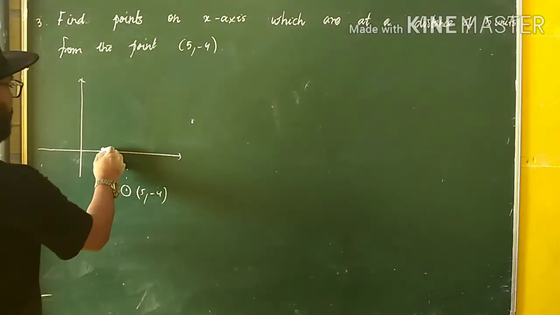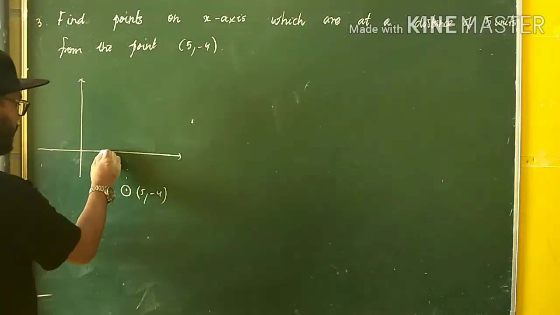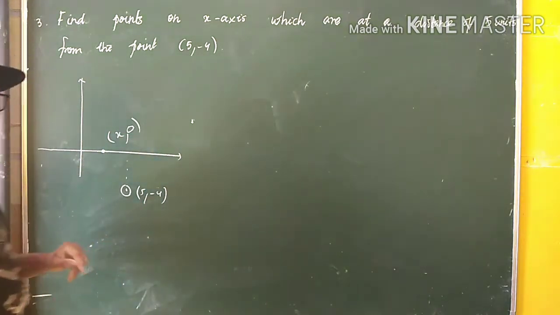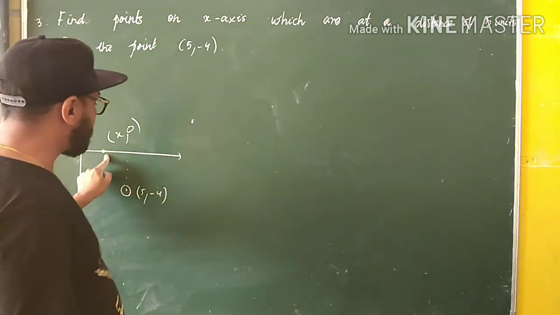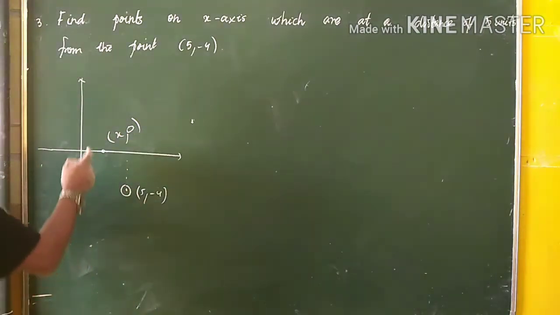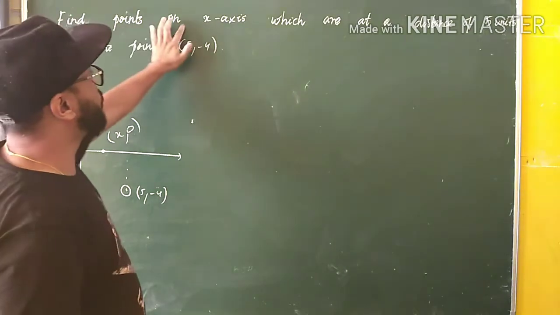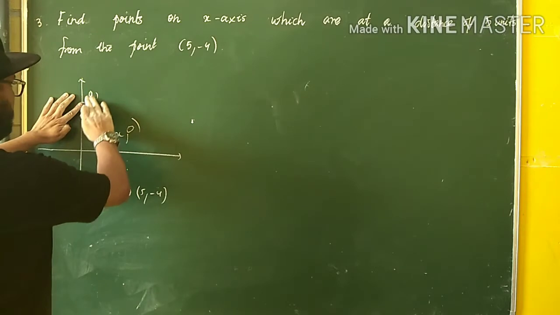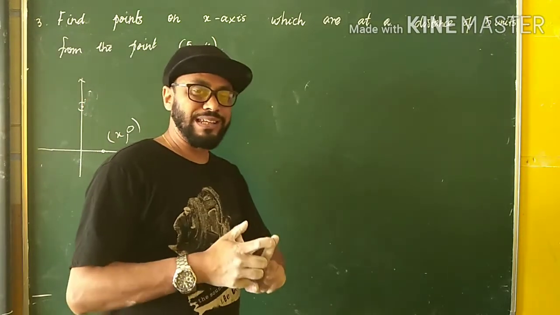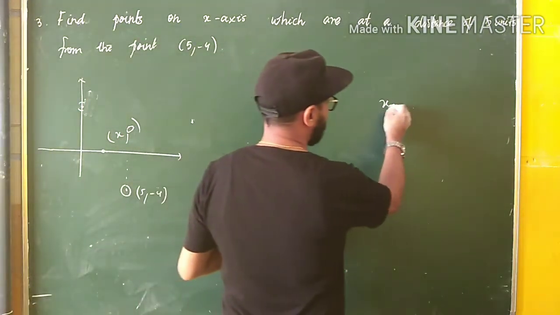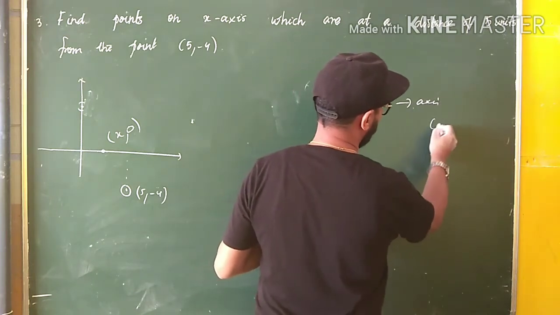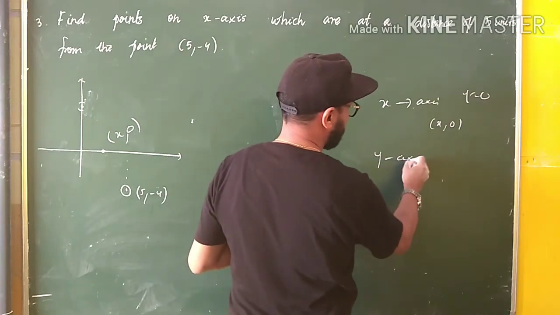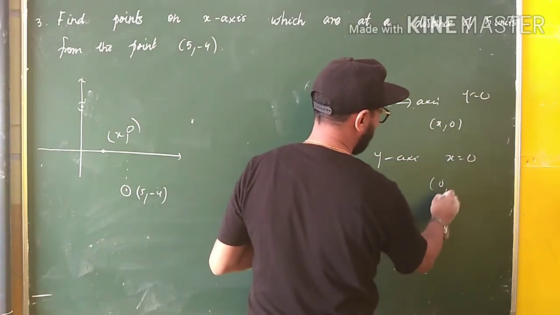Now the point is on the x-axis. If the point is on the x-axis, then y is 0, we know that. And sometimes they might ask me to find the point on the y-axis. So on the y-axis, x is 0. Keep this in mind; these two points are very important. If a point lies on the x-axis, then the coordinate will be x comma 0 because y is 0. And if the point lies on the y-axis, then x is 0, and the coordinate will be 0 comma y.